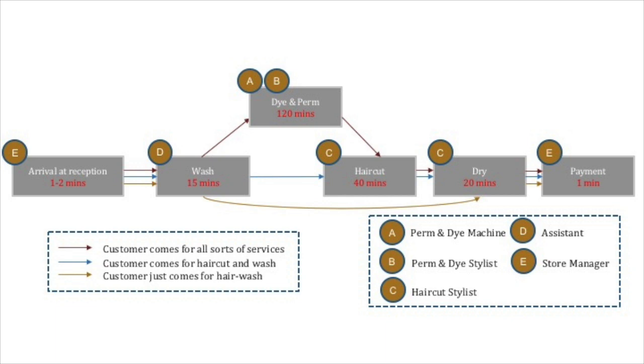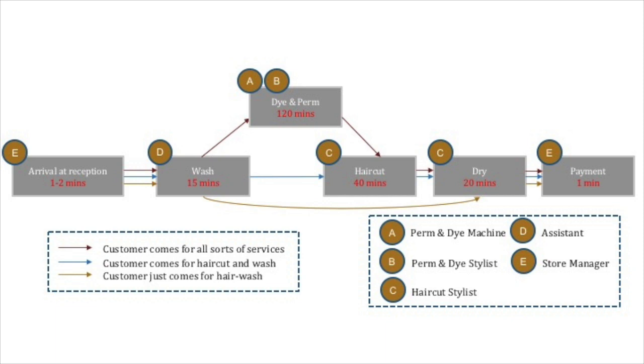And secondly, the customer might also come for haircut and wash. So they arrive at the reception, they go for hair wash by the assistant again, and then they directly go to haircut, drying, and then settling the payment. This is the second kind of service a customer might request.